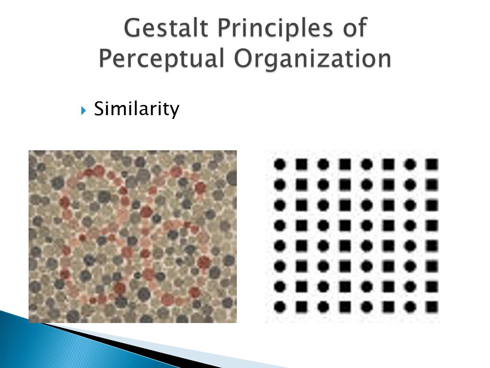If I ask you what you see in the image on your right, most people say columns of circles next to columns of squares, and we tend to see those as columns as we're putting the circles with the circles, separating them out from the squares. We're putting the squares with the squares.